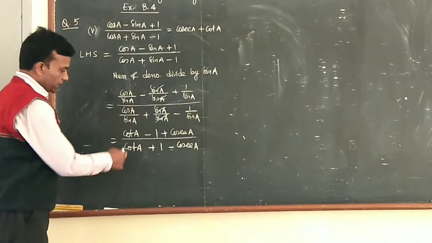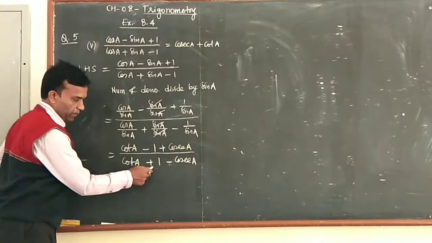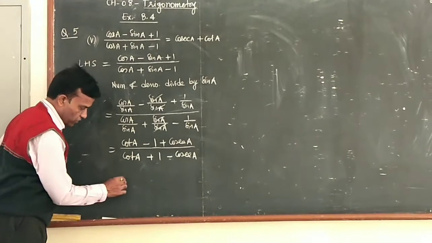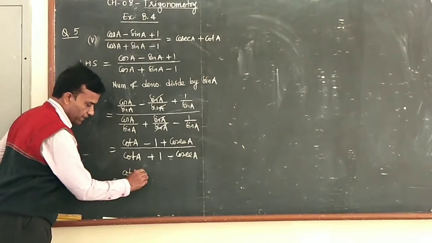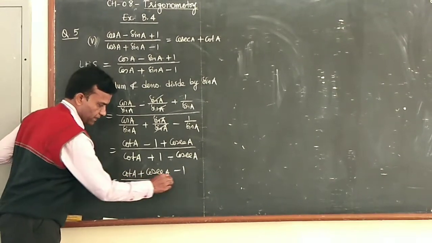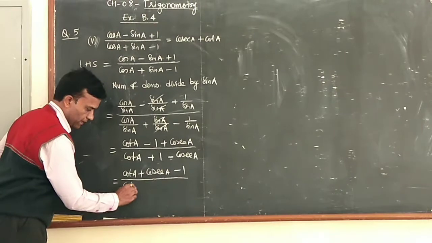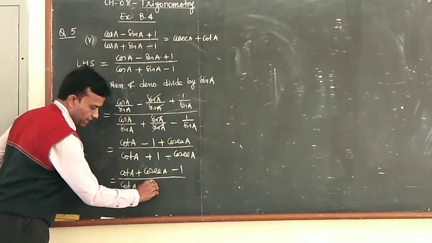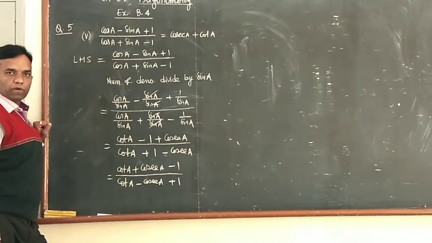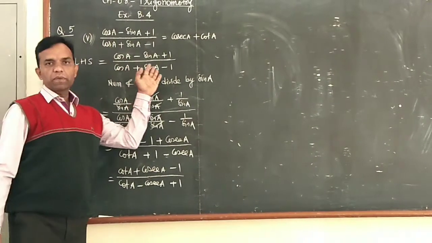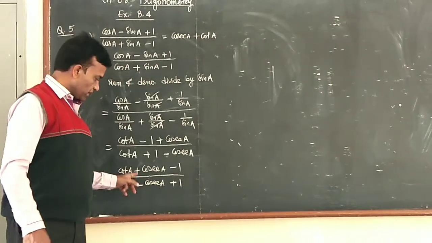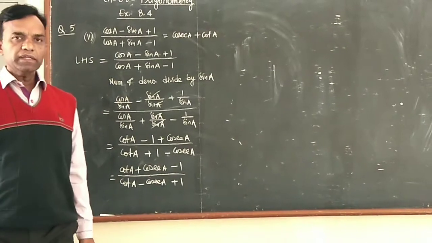Then separate the cot and cosec. Minus 1 here, plus 1 here, you separate and write down the cosec and cot values together. Then it is (cot A plus cosec A minus 1) upon (cot A minus cosec A plus 1). Now your value (cos minus sin plus 1) upon (cos plus sin minus 1) is completely converted into cot and cosec.